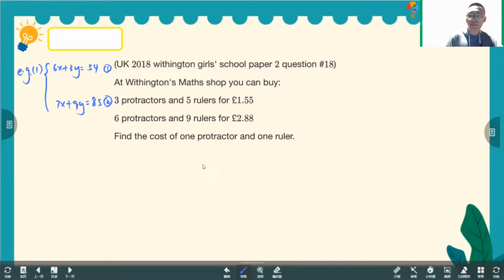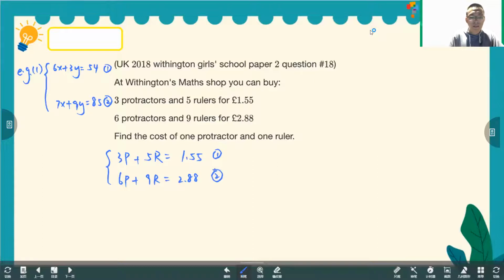Okay. Now, let's have a quick go through, because I see all of you have got the correct answer for this one and the practice question as well. So 3 protractors and 5 rulers: 3p plus 5r is 1.55. I'll skip the pound unit. And then 6 protractors plus 9 rulers is 2.88 pounds. So we have our simultaneous equation.